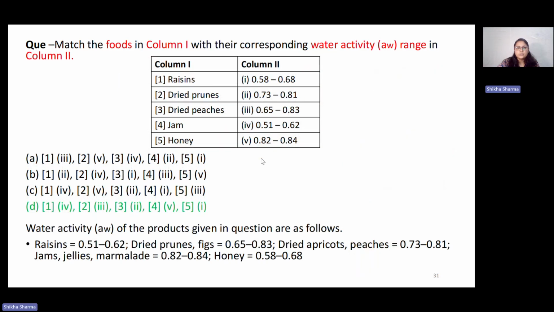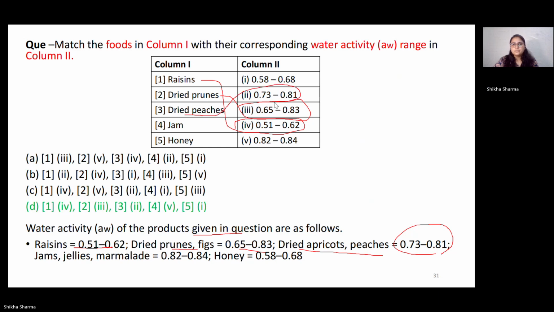Okay, let's see the solution. So answer B is correct. The water activity levels of the different food products are given: raisins 0.51 to 0.62, then dried prunes or figs have a water activity of 0.65 to 0.83. Then dried apricots or peaches have a water activity of 0.73 to 0.81.